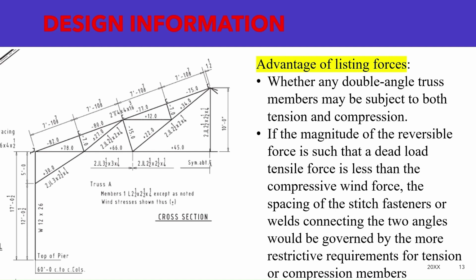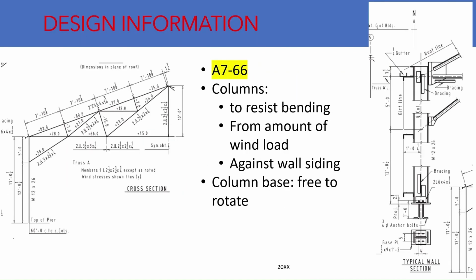Design drawings of trusses should show all dimensions that are required to establish necessary working points and distances between working points. The columns in the figure have been proportioned by the designer to resist bending from the moderate amount of wind load against the wall siding. The column bases are assumed free to rotate unless otherwise specified by the designer. Therefore, the required column details are relatively simple.